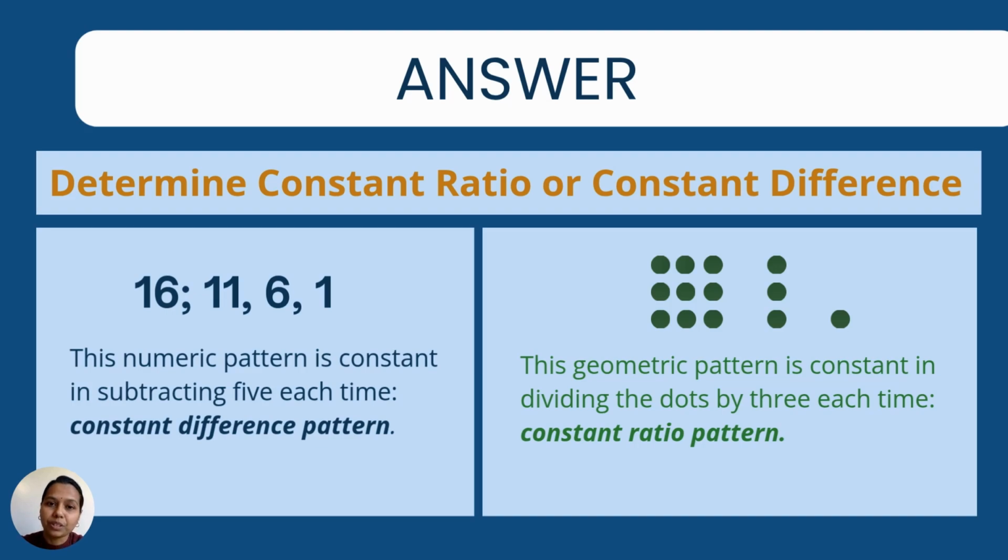So if you look at the first one, you've got a numeric pattern that is constantly subtracting by 5 each time, and so we call it a constant difference pattern. The second one, you can see there's dots, and the dots are also dividing by 3 each time, and so this is a constant ratio pattern.